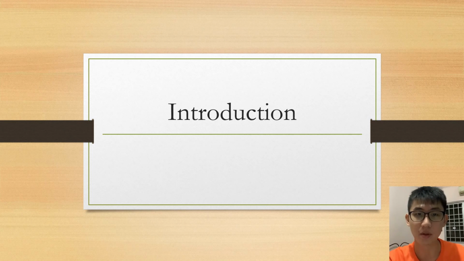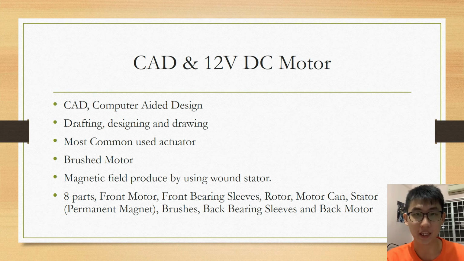My name is Kok Chi Zhang, metric number CN190152 from 2BNF, and I will present the introduction. What is CAD? CAD is computer aided design. It is to drafting, design, and drawing as word processing is to writing.